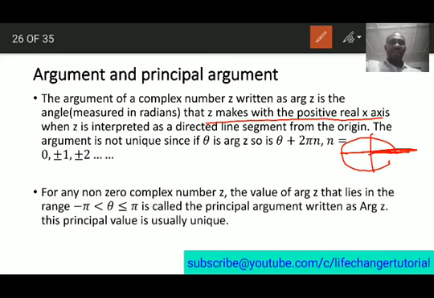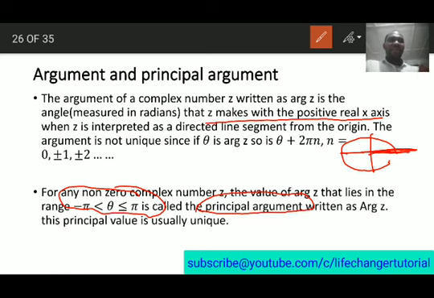Okay, so here, for a non-zero complex number z, the value arg z that lies in the range minus pi less than theta less than or equal to pi, that means between minus 180 degrees and 180 degrees, is called the principal argument. And this one is unique, because there will only be one value between minus 180 degrees and 180 degrees. Don't forget that. So the principal argument is a subset of the argument. Everything in the principal argument is in the argument, but the argument is more like the superset of the principal argument.